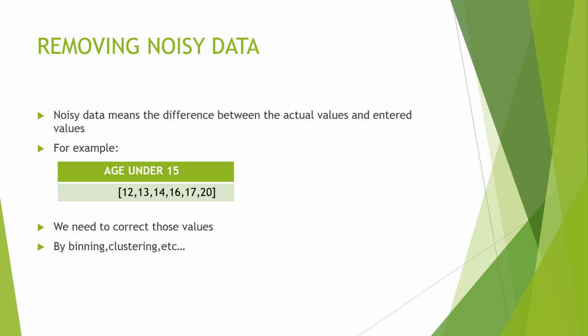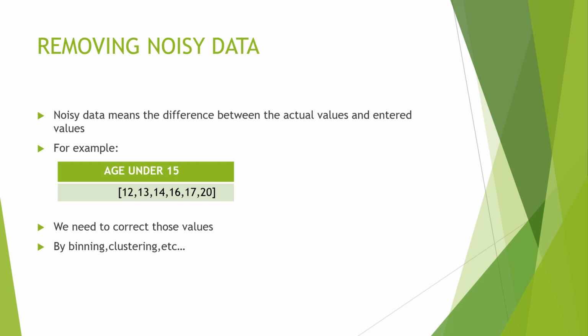And the second thing is removing noisy data. Here noisy data means a simple thing: the difference between the measured value and the actual value. That is a comparison between the actual value and the value we have taken. For example, we are taking age under 15, like having a tuple of 12, 13, 14, 16, 17 and 20. The main objective is age under 15, but here we have 16, 17 and 20.